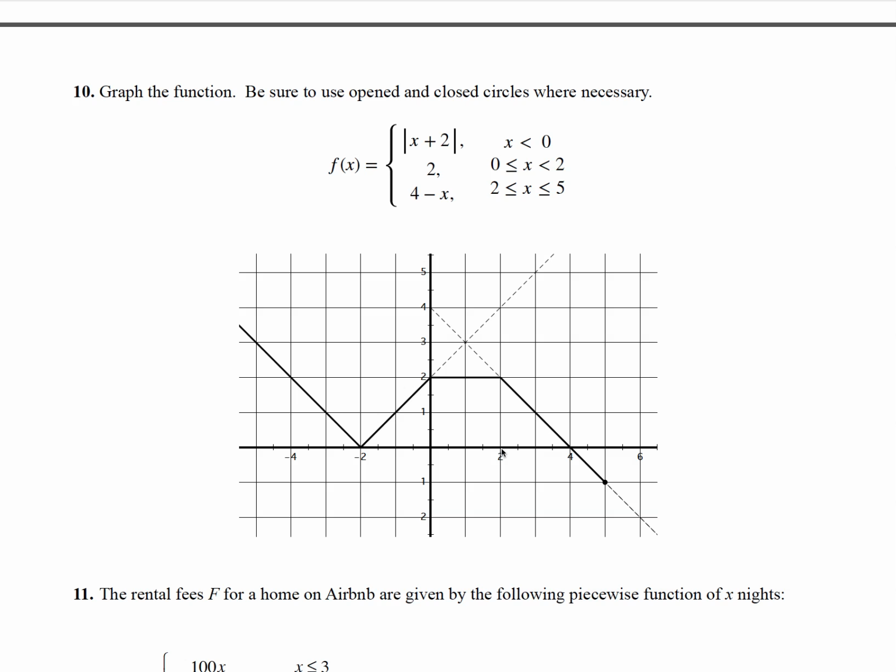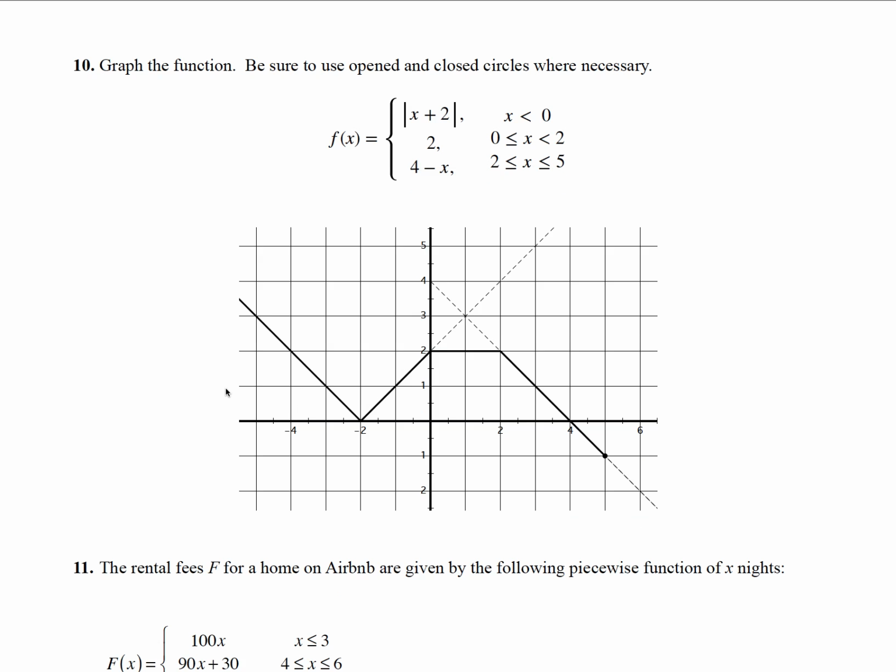is used from 2 until 5. And so we erase everything that is the dashed line. And then because this says x is less than or equal to 5, we put a filled in point right here, a solid point, to indicate that that is where this function stops. So there's your piecewise function graph.